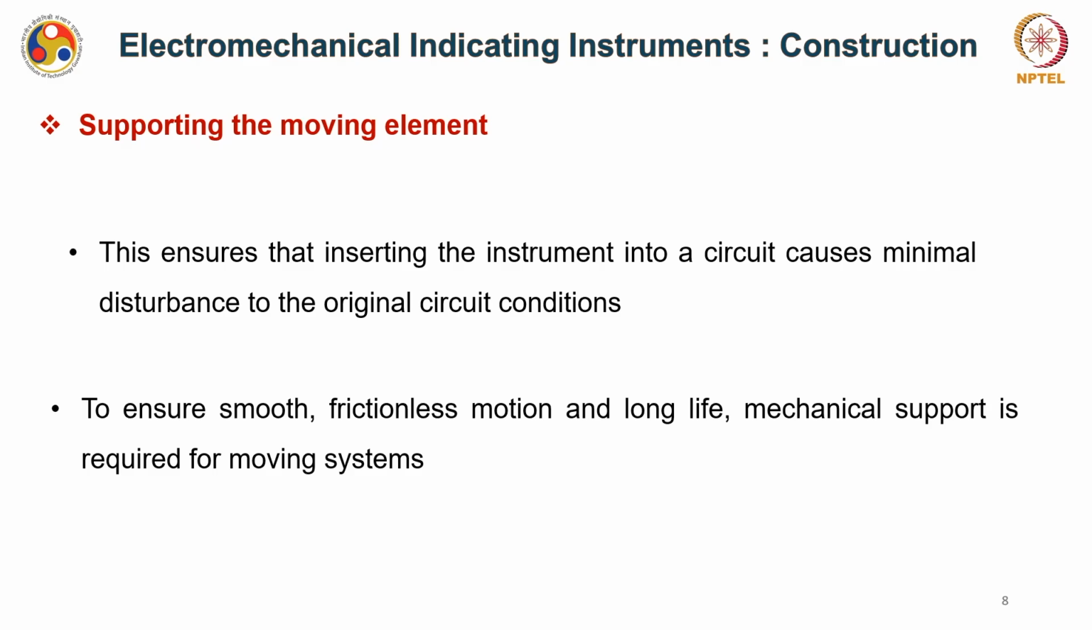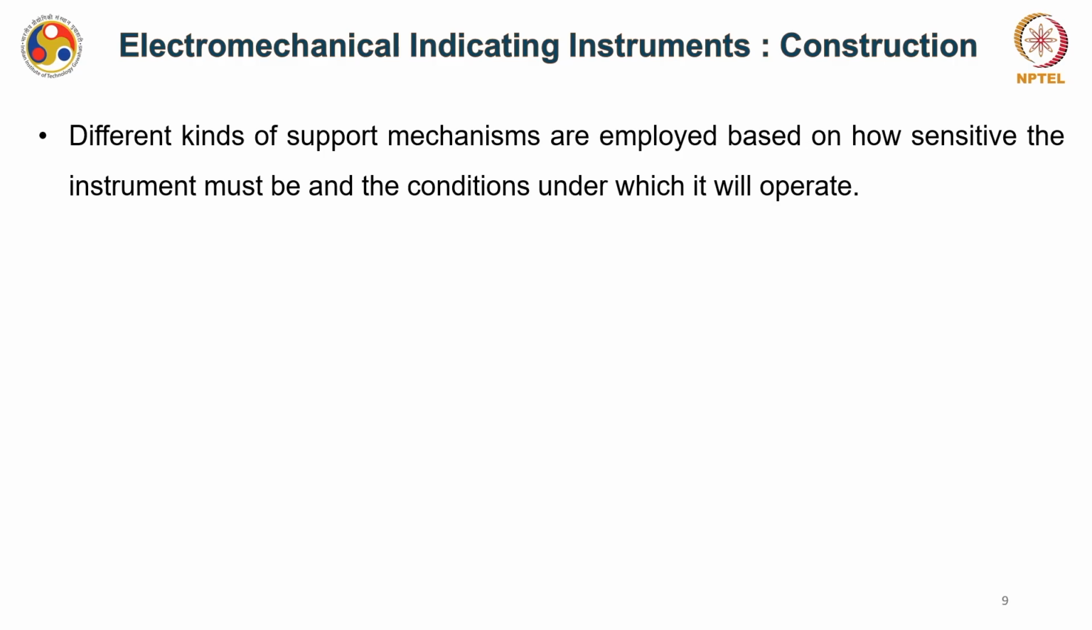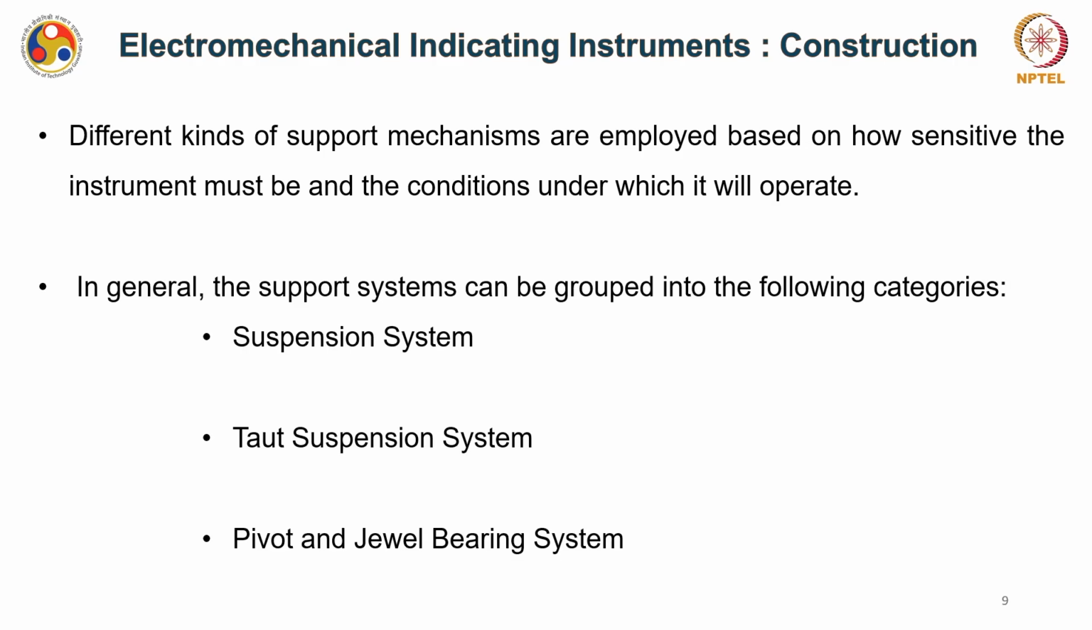Okay. To ensure smooth frictionless motion and longer life, mechanical support is required for the moving system, and the moving system itself is not sufficient. Okay. So different kinds of support mechanisms are employed based on how sensitive the instrument is and what conditions it will face while it operates. Okay. So in general, the support system can be grouped into three different categories.